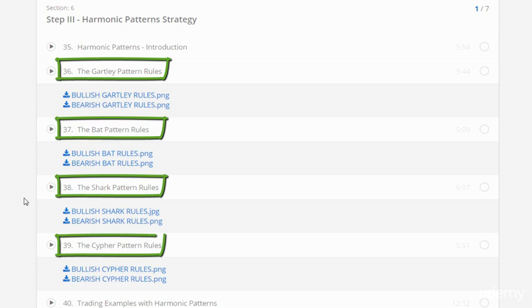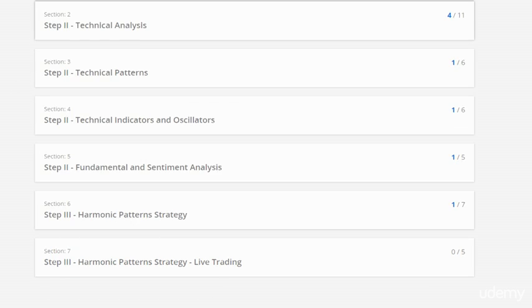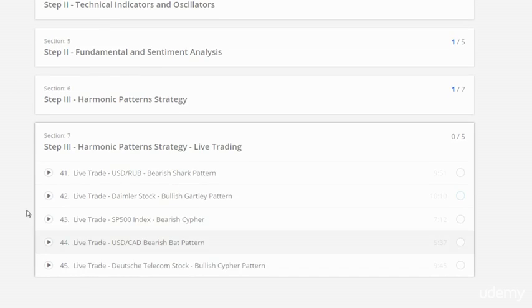Each lesson deals with one different pattern, and with it you have some extra materials that you can download and use. Also, one lesson shows real examples that we had in trading, but we were unable to record it, so we used screenshots. The last section shows live trading with harmonic patterns on the real account.